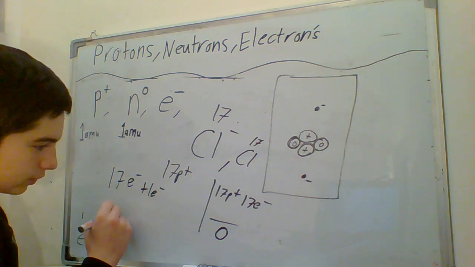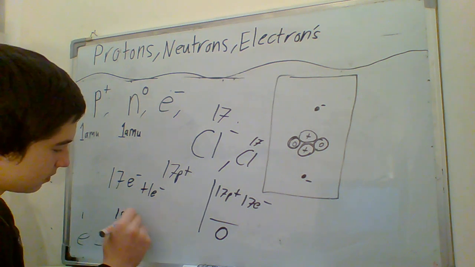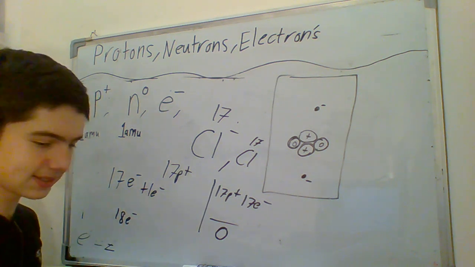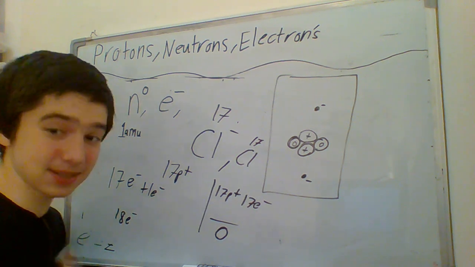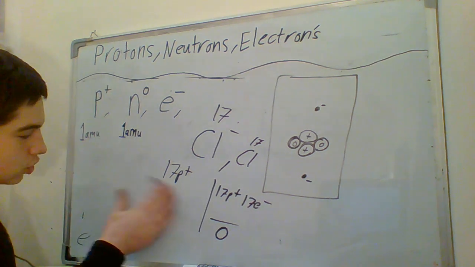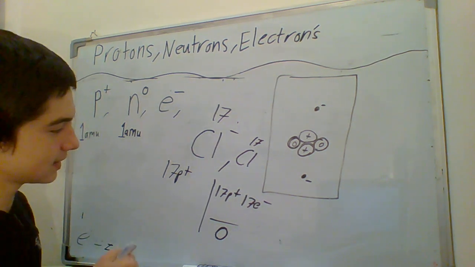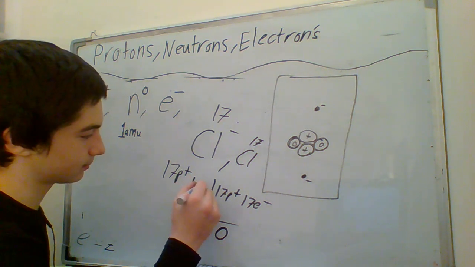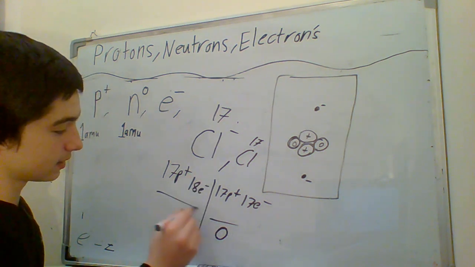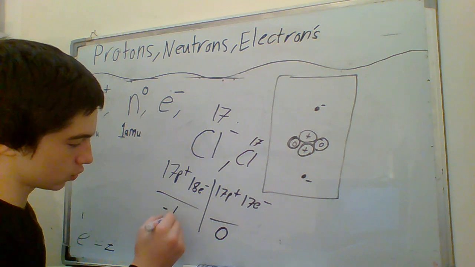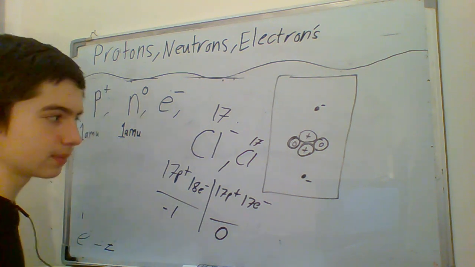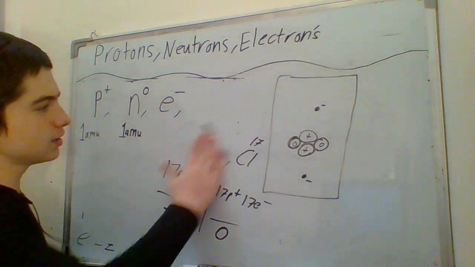What will this equal to? 18 E minus. So we have 18 electrons. You get it? It's easy. So what is the number of electrons here? It's 18 minus. And the net charge will be minus 1. So the charge will be minus 1. Okay, so this is how we do it.